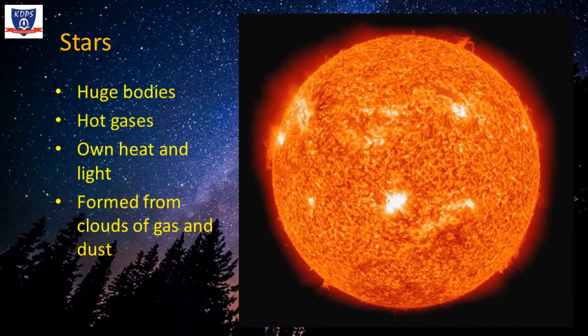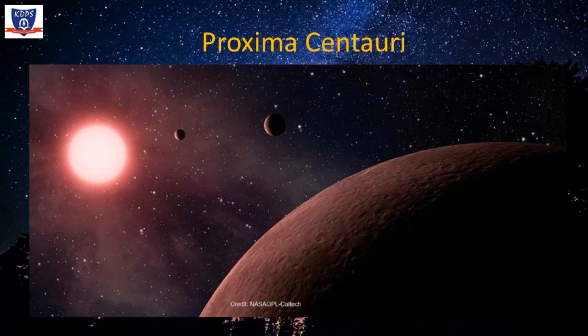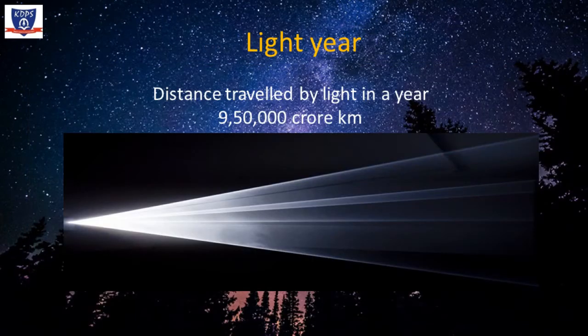Do you know the Sun is also a star? It looks so huge because it is very close to Earth. The nearest star to the Earth apart from the Sun is Proxima Centauri, which is more than 4.24 light years away from Earth. So that brings us to the question, what is a light year?